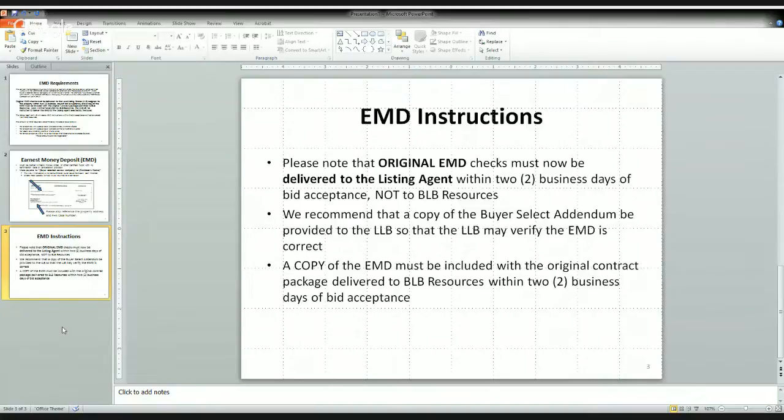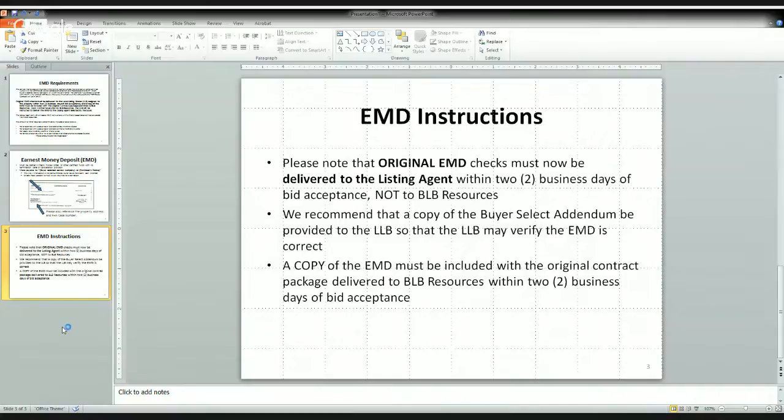But there are a couple of key pieces that you really need to pay attention to that are time sensitive. You want to get a copy of the earnest money check to deliver to BLB Resources along with the HUD contract package. You want the original earnest money deposit dropped off at the local listing broker's office. When you drop it off, you're going to receive a receipt. They're going to say they have it. They're in possession of the earnest money. They're going to deliver it to the escrow company once we receive the signed contract from HUD.